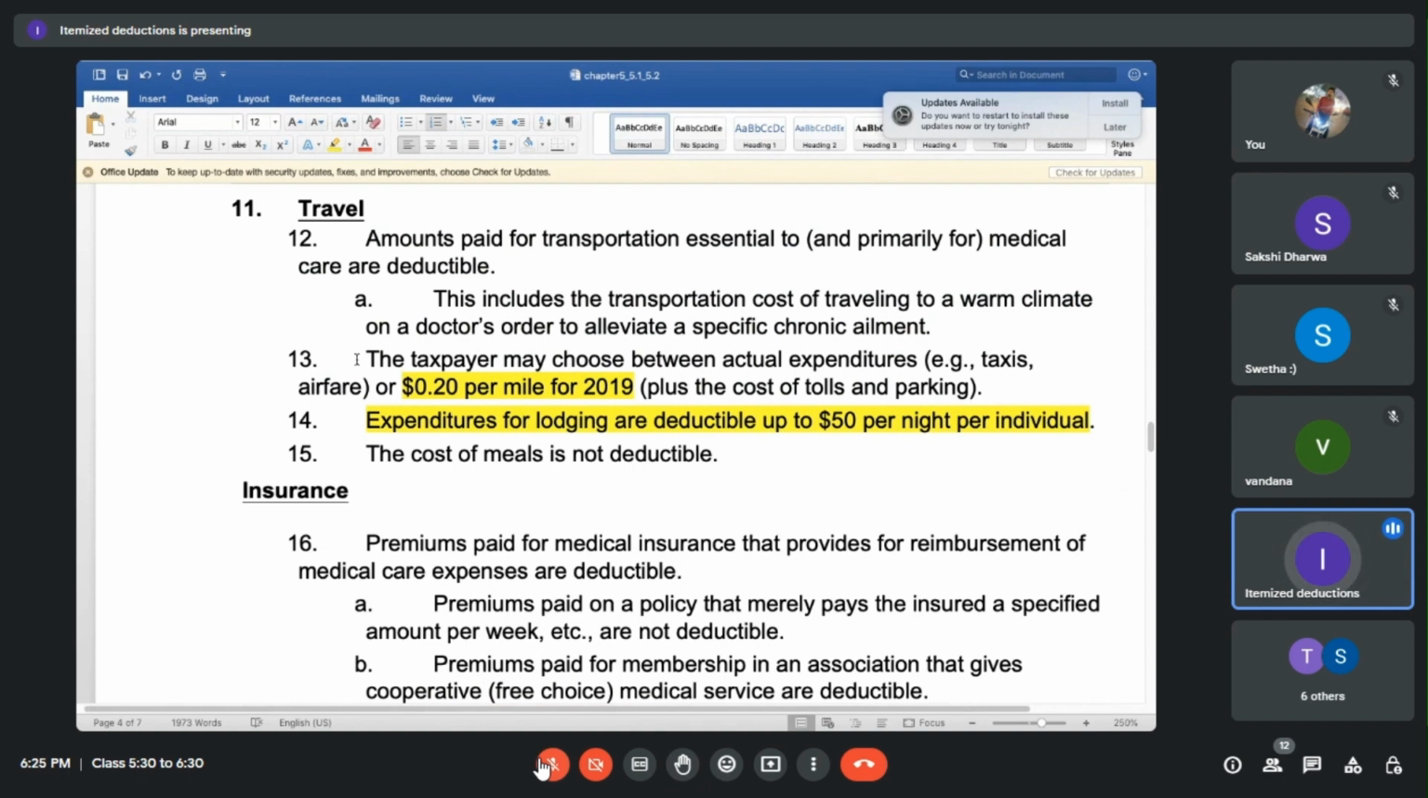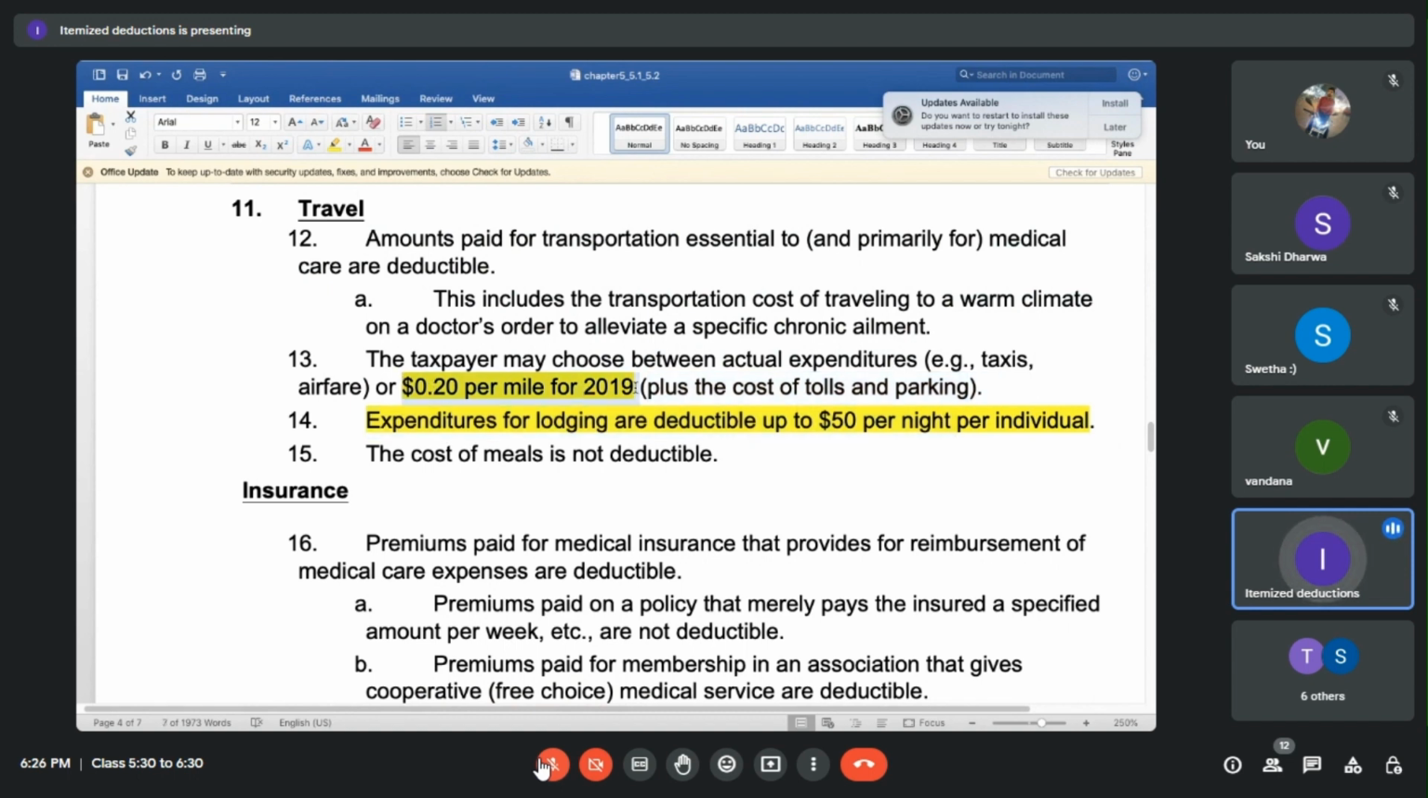The taxpayer also may choose between actual expenditures, like if they're taking a cab or bus or flight or train to go to the place where the hospital is, what exactly they have spent, or, just for the sake of simplicity, they can just take 20 cents per mile plus the cost of tolls and parking. So again, this is more of a standard mileage rate.